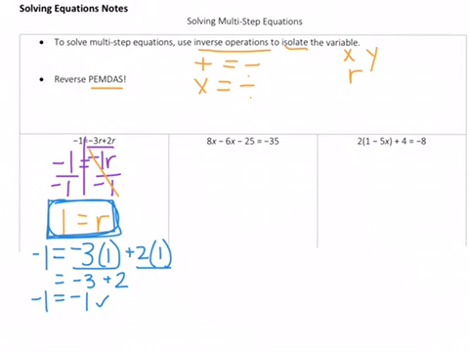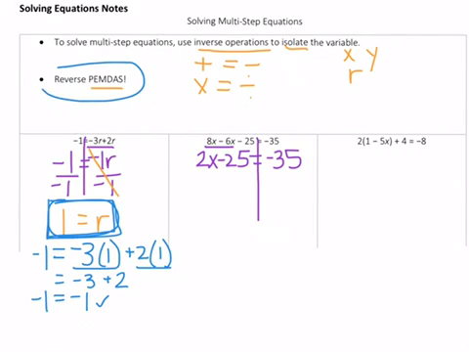I'm going to go ahead and get to the next problem. I'm again going to draw my wall, and I'm going to combine my like terms on the left side of the equation. An 8x minus 6x is 2x, and I'm going to rewrite everything else to simplify it. Now, this is a multi-step equation. I'm going to have to do two things to get x by himself. Remember, we have to do the reverse of the order of operations.